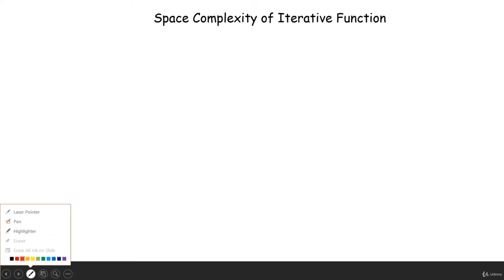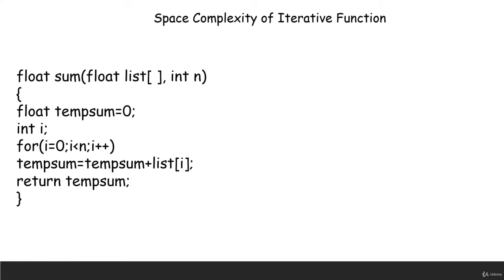Now we are going to see the space complexity of an iterative function. So here we will take one example. One second, let me pick up the pen first. Yeah. So here we created one function whose name is sum. The float sum has two parameters. The first parameter is a float array whose name is list, and the other one is an integer value whose name is n.